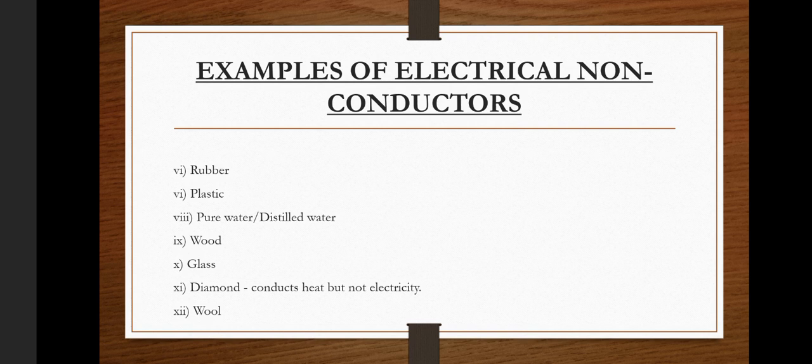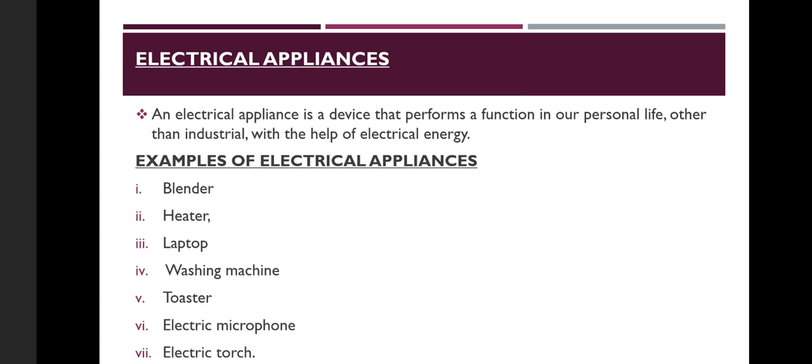Now, I want us to look at the examples of materials that we call non-conductors. Examples of non-conductors, we have number 1, rubber, number 2, plastic, number 3, pure water, number 4, wood, number 5, glass, number 6, diamond, and finally, number 7, wool. Kindly don't mind my numbering. It is a bit messy, but just understand that those are the examples of the non-conductors that we have. Then I want us now to proceed ahead and look at something else.